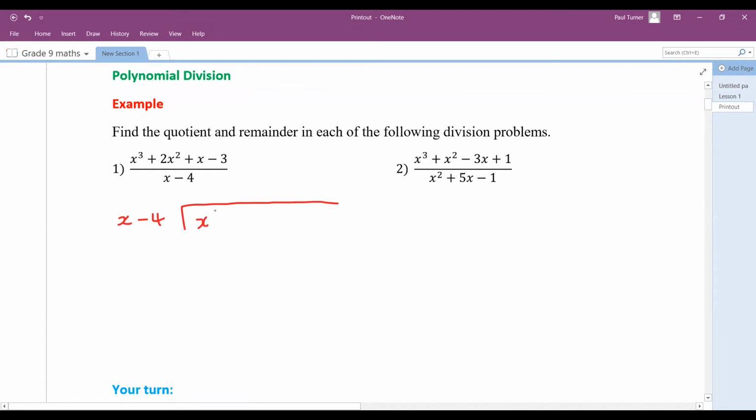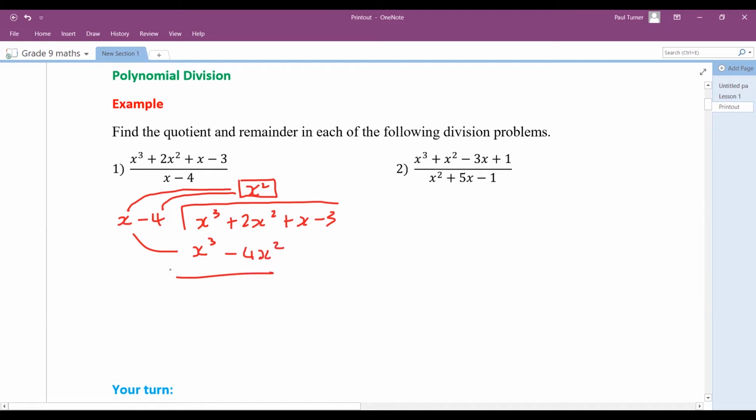x minus 4, because you've got some to do yourself in a minute down here. So x cubed plus 2x squared plus x minus 3. Okay, what number goes first? We've got x and we've got x cubed. x what? Power 2. Right, x squared. So x squared times x is x cubed. x squared times minus 4, minus 4x squared.